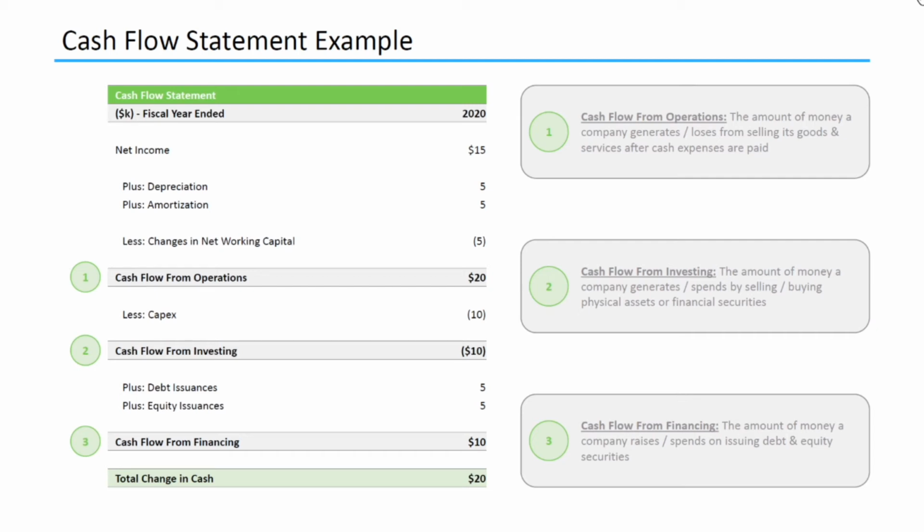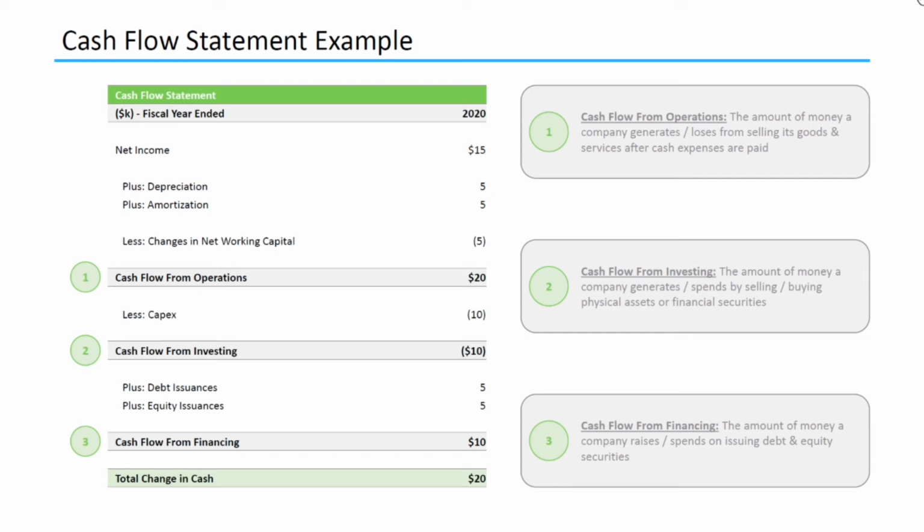Third, we have cash flow from financing, and this outlines the amount of money a company raises or spends on issuing debt and equity securities. The two most common line items you'll see in this category are increases or decreases in debt or equity. So for example, if we raise debt, that will be cash coming into the company, and if we pay down debt, that will be cash leaving the company.